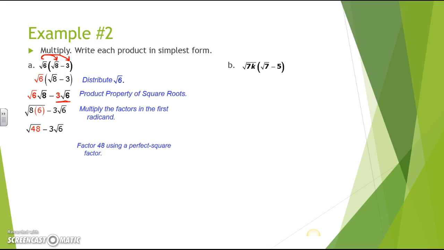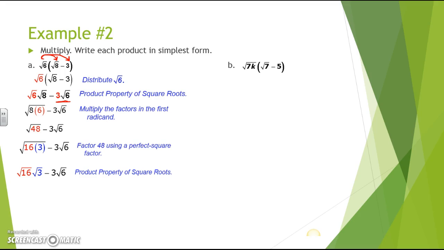So what we're now going to do is factor this square root of 48, and we need to choose a perfect square number when we factor it. So when we factor it out, it's going to be the square root of 16 times 3 minus 3 times the square root of 6. 16 is my perfect square number. We're going to work with the product property of square roots. So we break apart the square root of 16 and the square root of 3, so what we have is the square root of 16 times the square root of 3 minus 3 times the square root of 6.